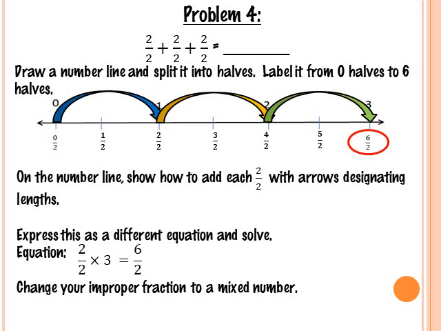And the way we're going to change our improper fractions to mixed numbers is we're going to simply divide. We're going to divide our numerator by our denominator. 6 divided by 2. And 2 goes into 6 evenly, 3 times. 3 times 2 is 6. So we're actually going to get a whole number answer. And if you simply looked at your number line, you would have noticed that 6 halves actually represents the number 3 right above it.